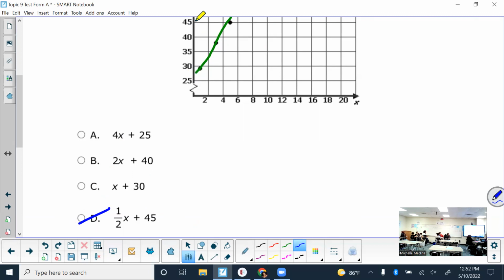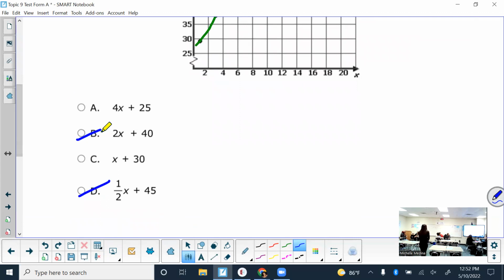So what else can I eliminate too? B. B for the same reason. 40 is way up here. It looks like my graph starts in between 25 and 30. So we're torn between A and C. I can't really throw one out because it looks like the graph could be 25 or 30 for the y-intercept.